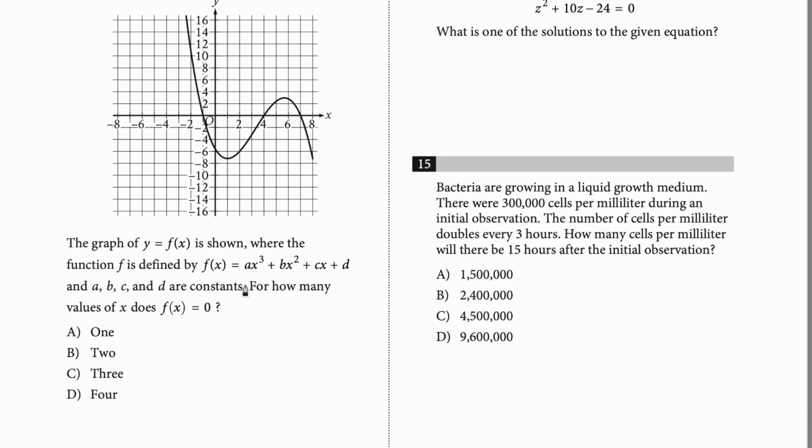The graph of y equals f(x) is shown, where the function f is defined by f(x) equals ax cubed plus bx squared plus cx plus d, and a, b, c, and d are constants. For how many values of x does f(x) equal 0? We can just look at the graph and find where the curve touches the x-axis, because that would mean the y value would be 0. And it touches it at 1 point, 2 points, and 3 points. So therefore, this equation has 3 values of x.